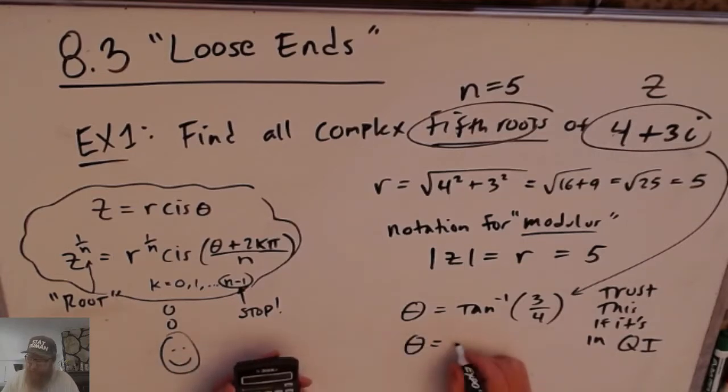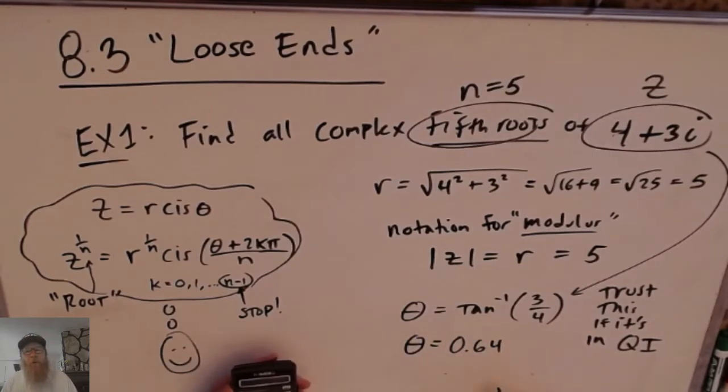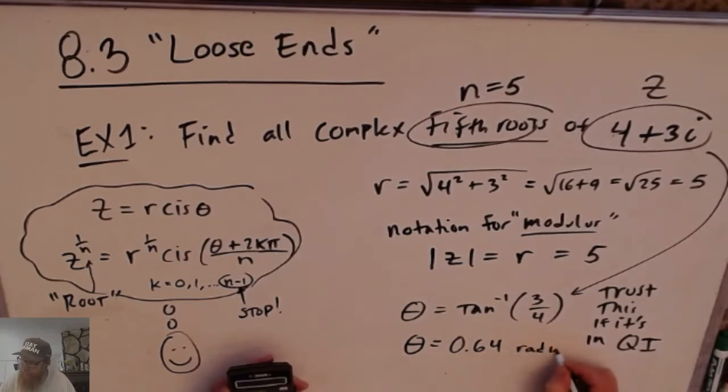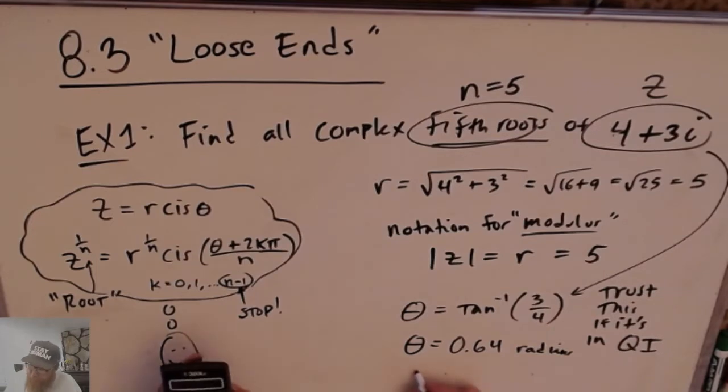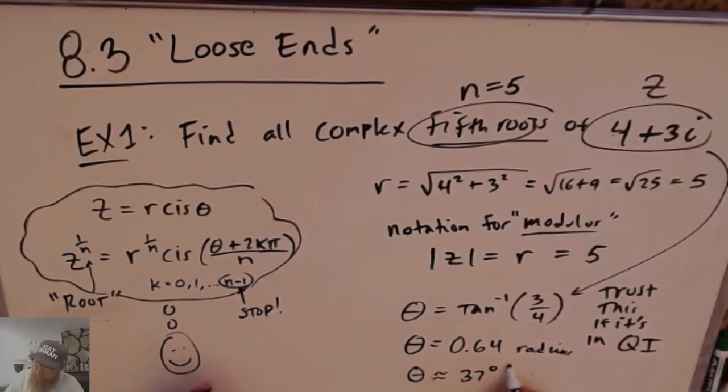So theta is 0.64 radians. Always have your calculator set to radian mode. If you want degrees, just for your brain, it's about 37 degrees. But don't put that in the computer. It doesn't like degree measurement for your solutions. Solutions must be real numbers, and degrees are not real numbers. Although they're very useful when I go to draw the picture, so I'm actually going to come back to that 37 degrees later.